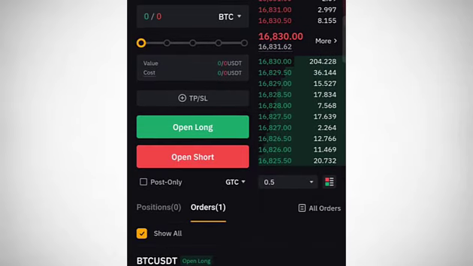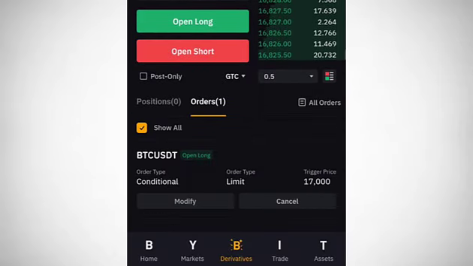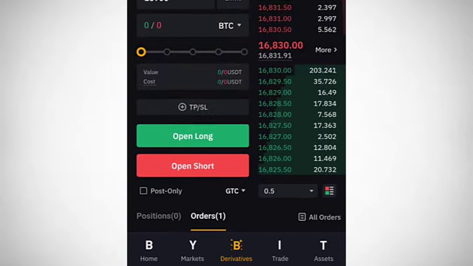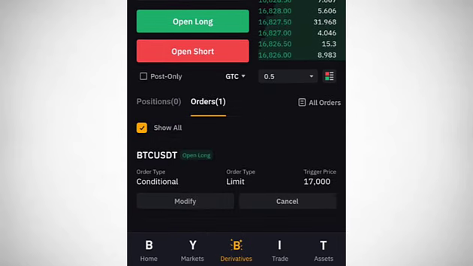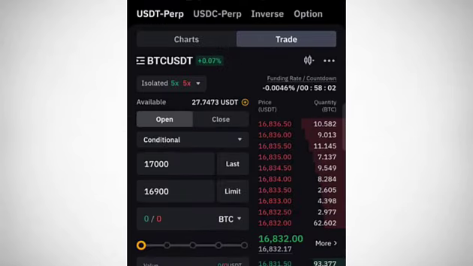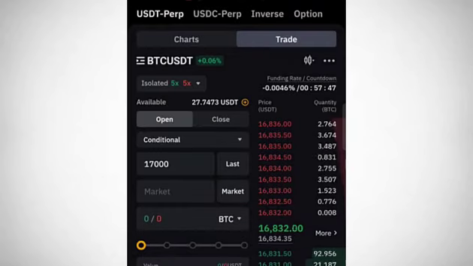And once I place my order, you can see that my order is already on the open order section, but not yet active, because this is a limit order. This is a conditional order with a limit order, and I will show you a conditional order with a market order. So I can cancel this order. For you to set a conditional order with a market order, if you look at where I put 17,000, then by the side you see last, you look at where I put 16,900, you see by the ending part of it, you see limit. If you click on that limit, you can select market.